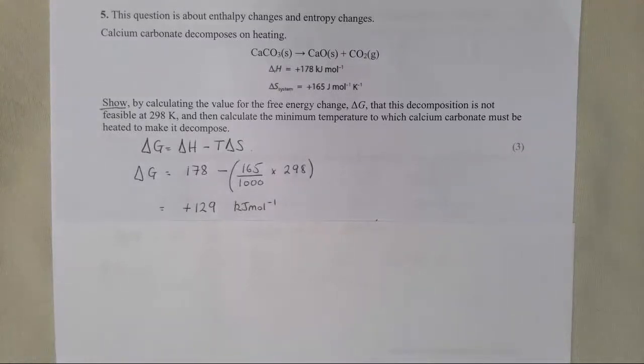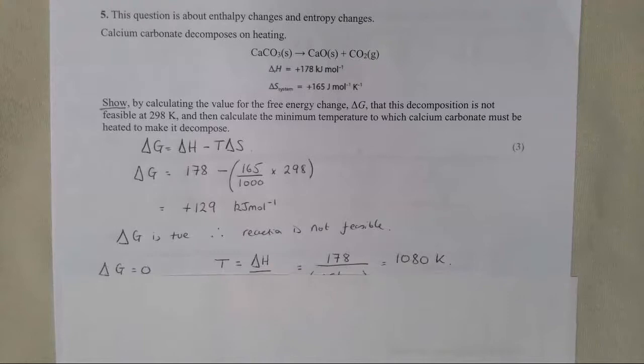We're asked to show that this reaction is not feasible, so we do need to show that. We need that little statement in there. Delta G is positive, therefore the reaction is not feasible. That's why we know the reaction is not going to work, or the decomposition is not going to work.